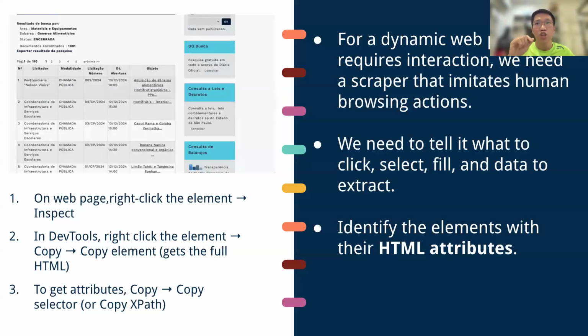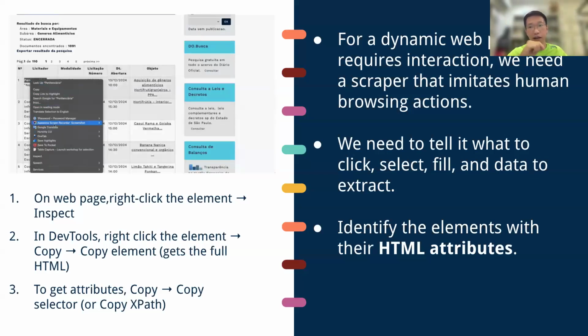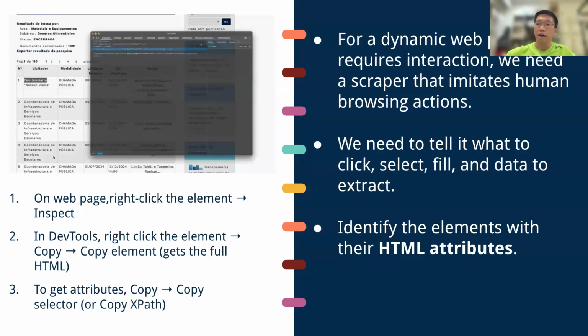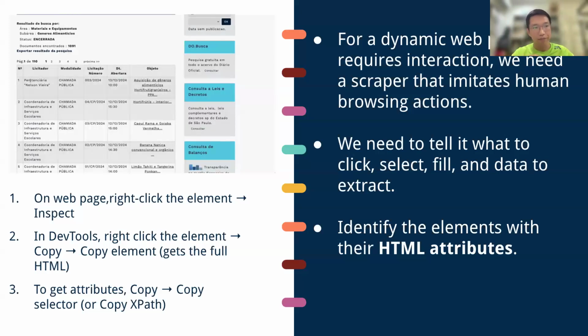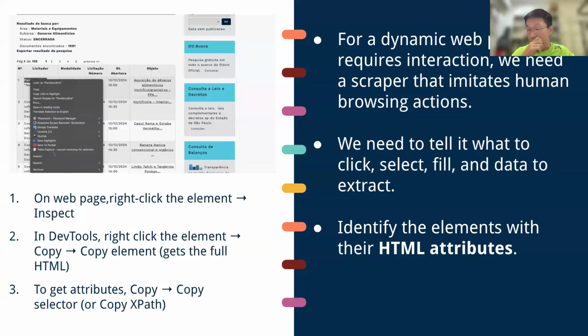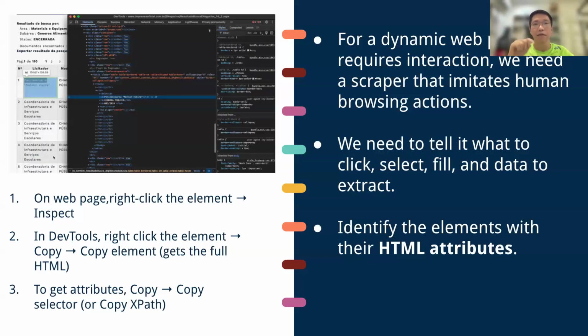So in this case, you need to identify the HTML elements. And each HTML element has attributes. An attribute is like a label. So you need to find out the labels or the attributes for the HTML elements, and tell the LLM that you should write me a code, or write me a scraper, that is able to click this button with these attributes or with this label.